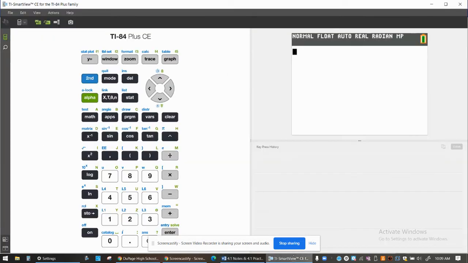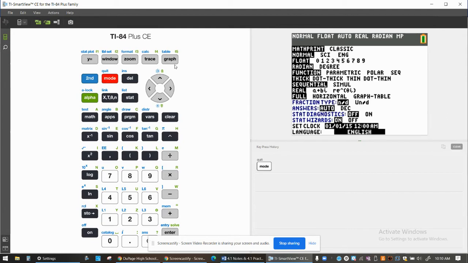So I want you to check your Chromebook calculator or your personal graphing calculator. You're going to click Mode, which is the button next to the second button. You need to scroll down where it says radian and degree. You need to select degree, so put your arrow over degree and push enter so that it highlights degree.